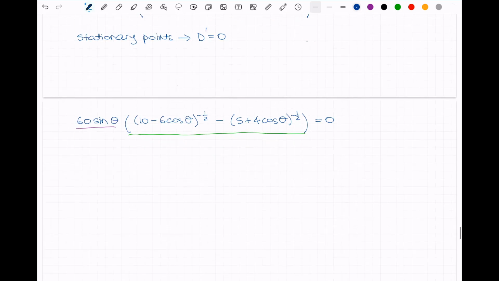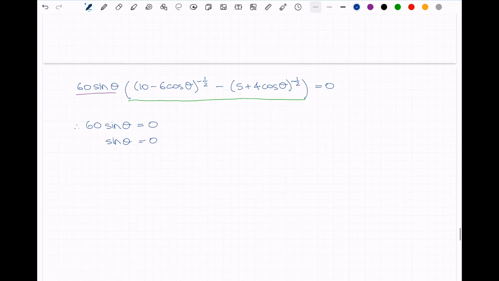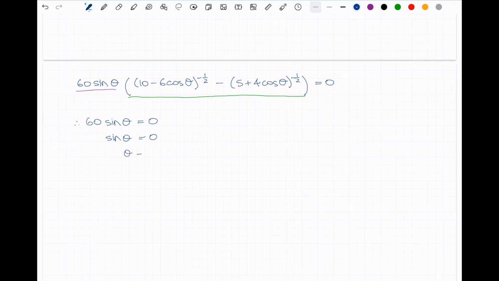So we can start with the first bit. Therefore we can conclude that 60 sine theta must be 0. So that means sine theta is 0. And the value of theta that would make sine theta equal to 0 in our domain would be 0, because sine 0 is 0, or pi, because sine of pi is also 0 for the domain we're working in. And so that's really important to remember. We have been given a specific domain. Okay, so that's the first part.